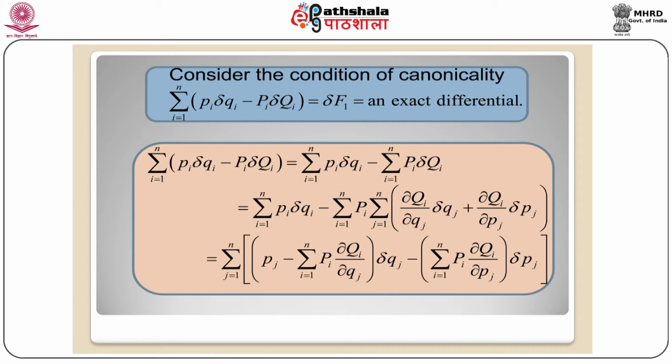Let us find the condition for canonicality. Here we shall use the Poisson bracket in searching for the condition for canonicality. The condition of canonicality can also be expressed in terms of Poisson bracket. Evaluation of the Poisson bracket is very convenient for practical purposes. So, let us try to find the condition of canonicality in terms of it.